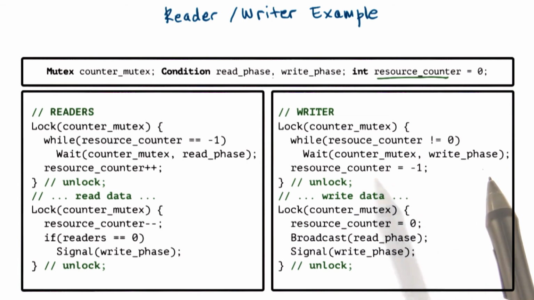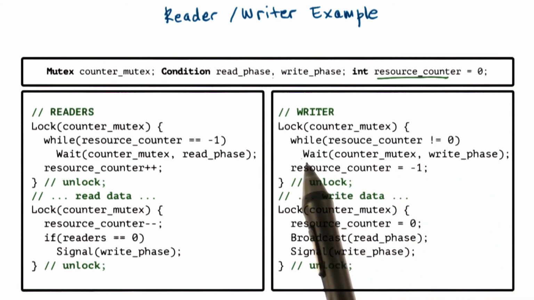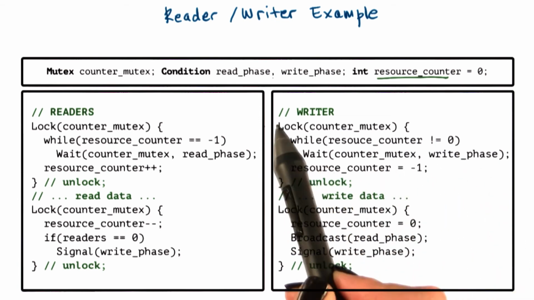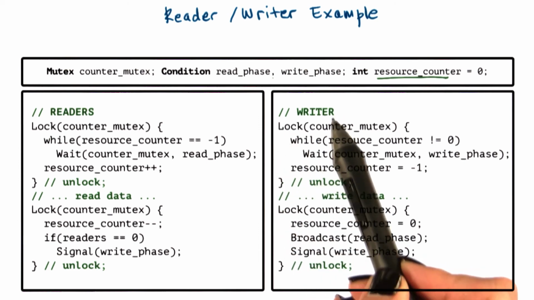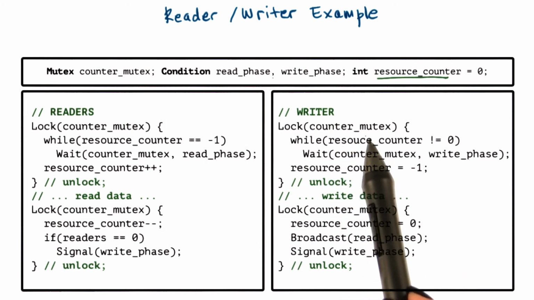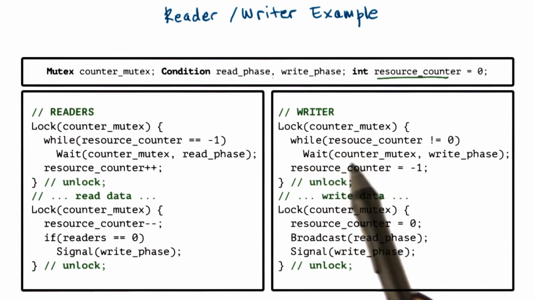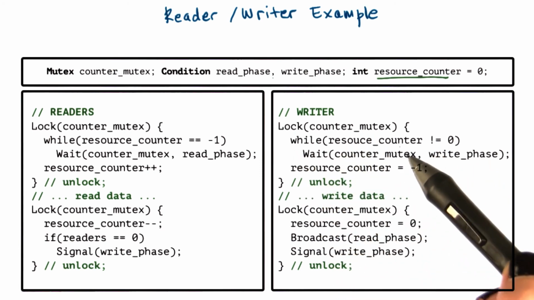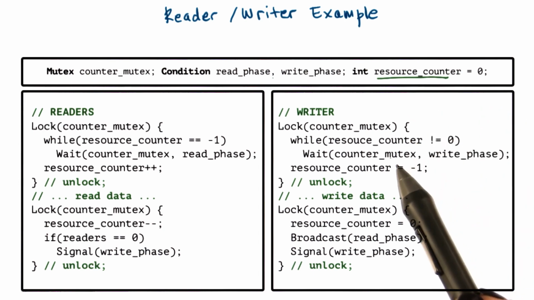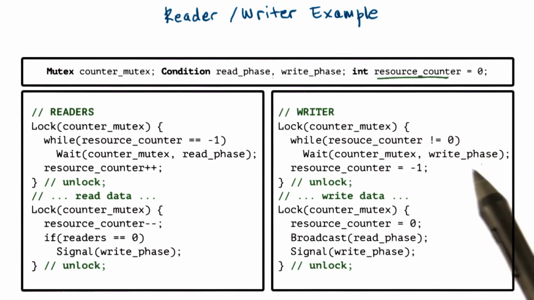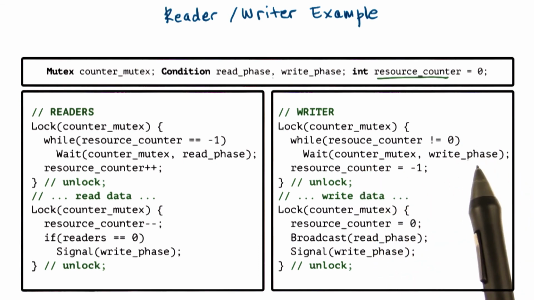for the write phase. What will happen at this point, remember, we are performing this wait operation within the lock construct, so the writer has the counter mutex. It's the owner of the counter mutex. However, when it enters the wait operation, the mutex is automatically released. So the writer is somewhere suspended on a queue that's associated with the write phase condition variable, and the mutex is at this point free.